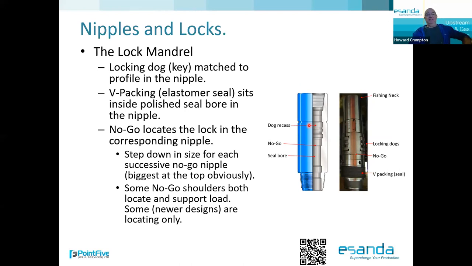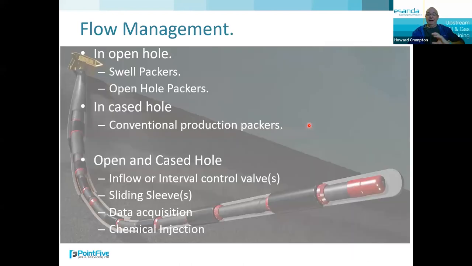So those are really the fundamental barriers. We've looked at the wellhead, the production tubing, downhole safety valves, packers, and nipples. The remaining few things I want to quickly look at are equipment that's used for flow management.